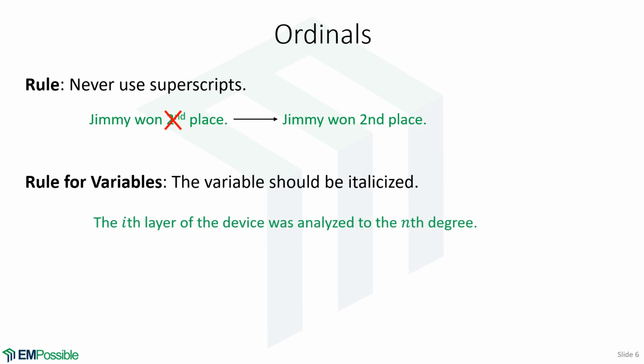So I might ask the question, what if there's a variable there and not a specific number? Well, in which case you italicize that variable. So here's a sentence: the ith layer of a device was analyzed to the nth degree. Notice what I'm doing here. I have an italic i and an italic n, and the th is not a superscript.